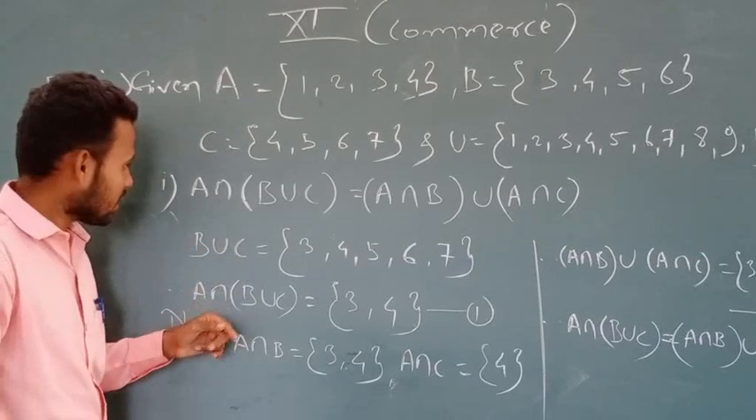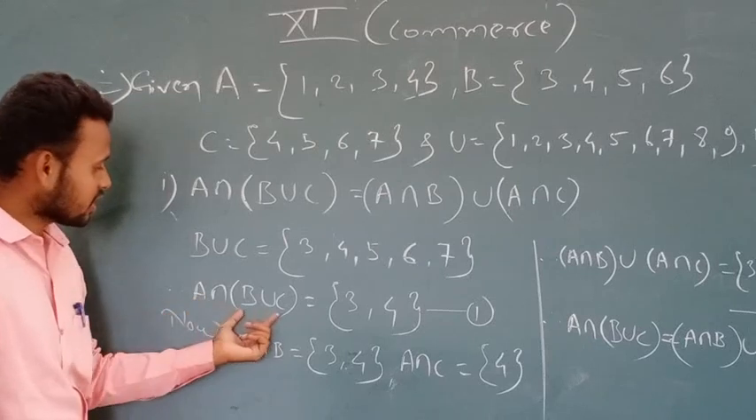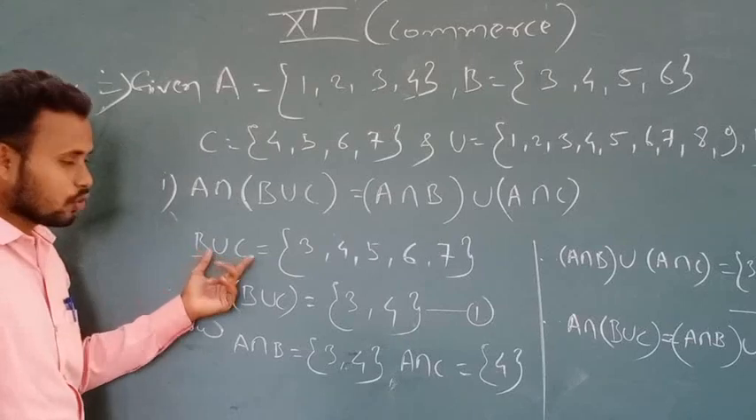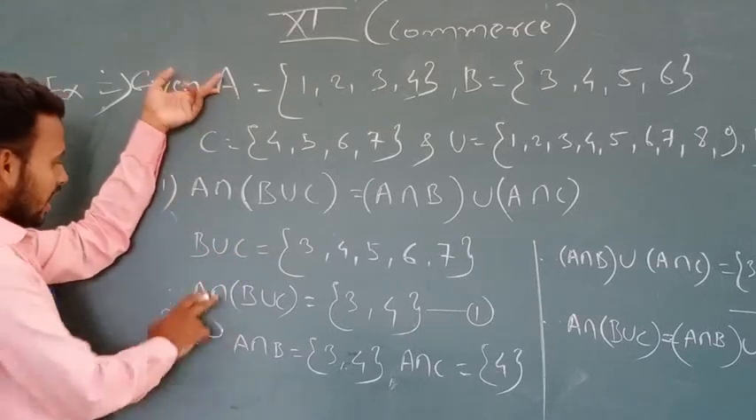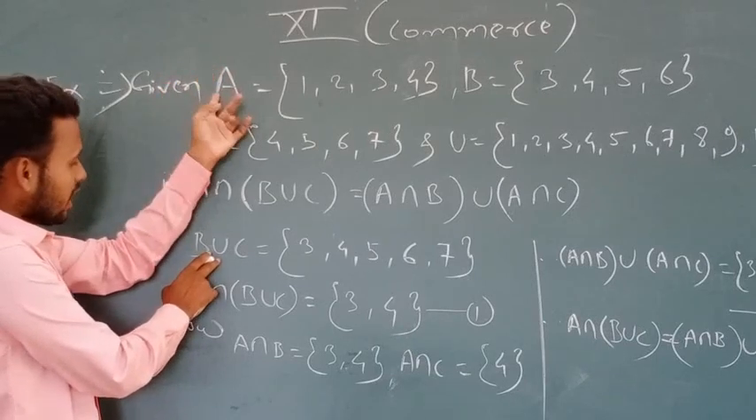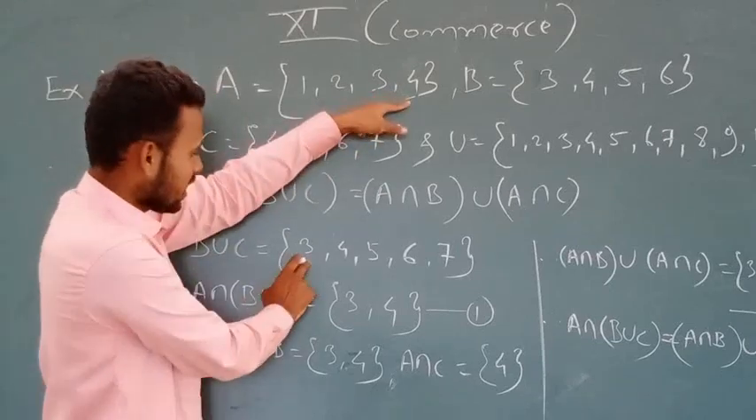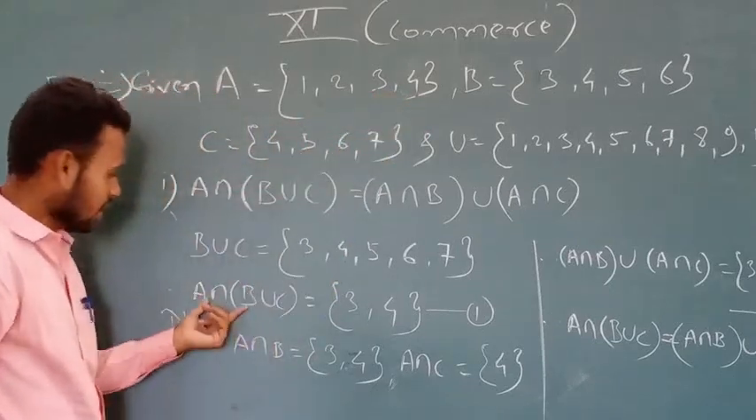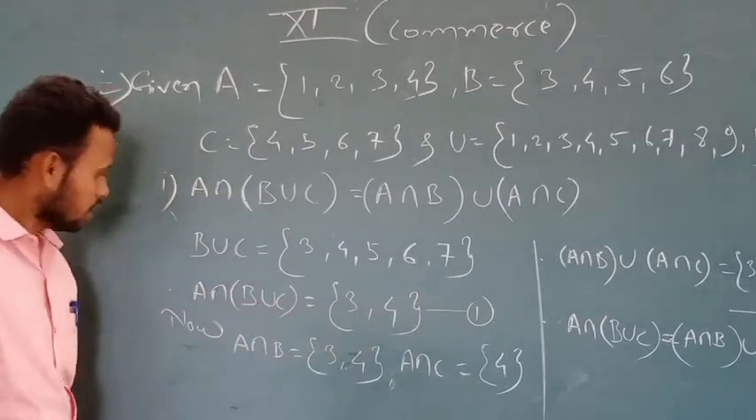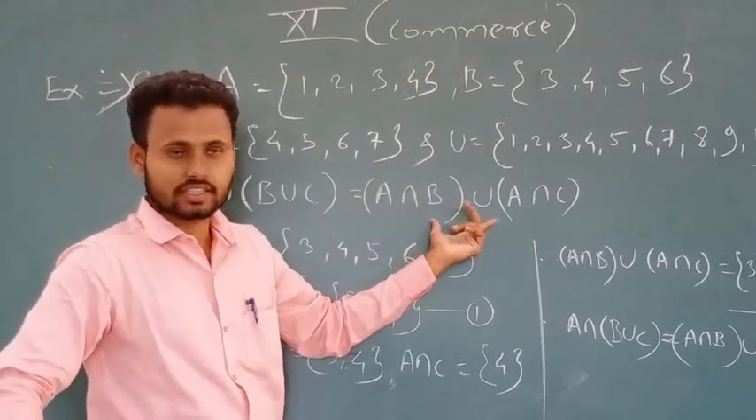Now we get B union with C. Therefore take A intersection with B union with C, which is equal to the set containing the common elements between these two sets, A and B union with C. The common elements are 3 and 4. Therefore we get this as equation number first, and now we have the LHS.